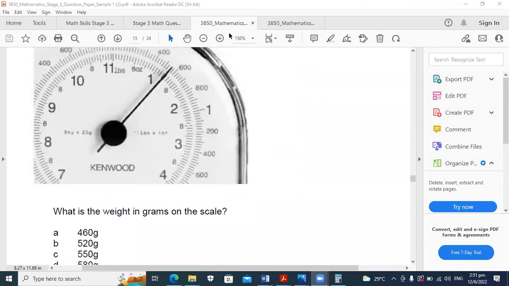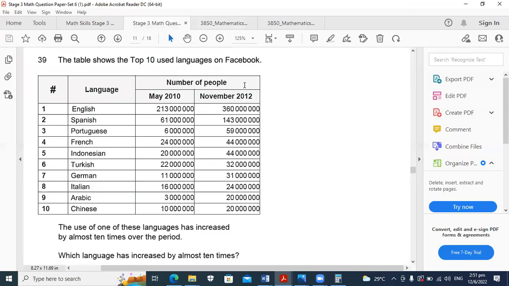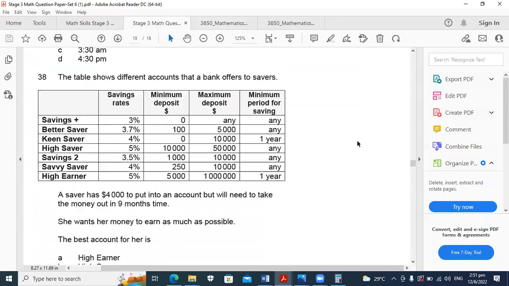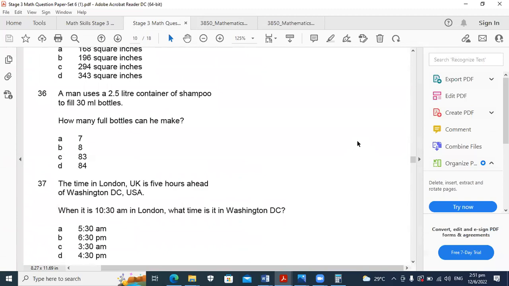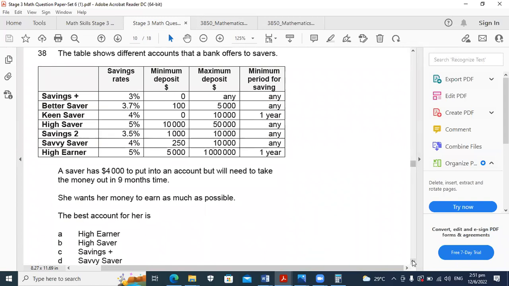Let's look at, let me see if we can find a table. There's one. Look at 38 and tell me what you think. Let me tell you, they're not difficult. It's just that you have to learn how to read and interpret the tables.